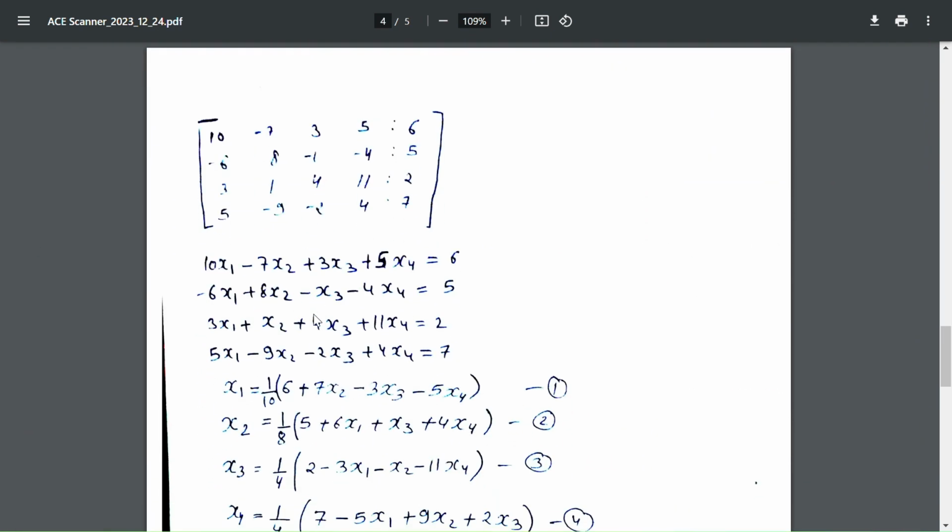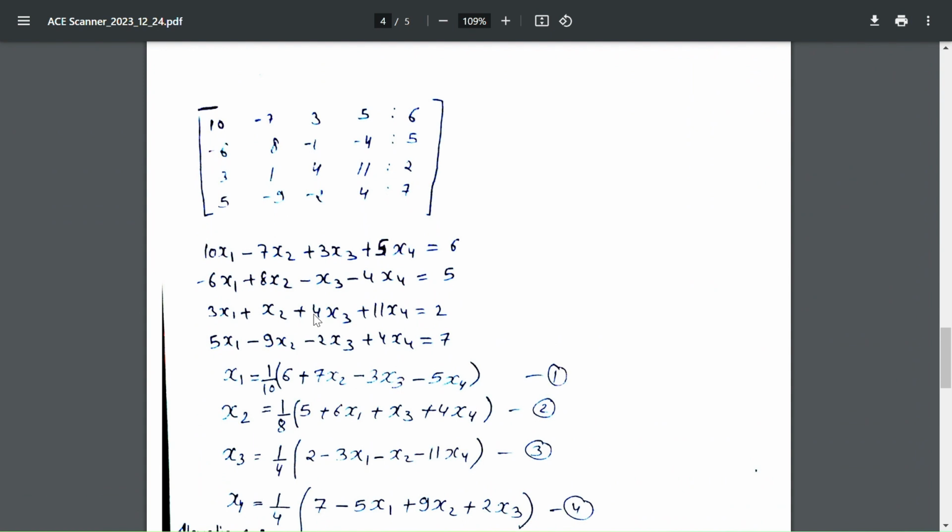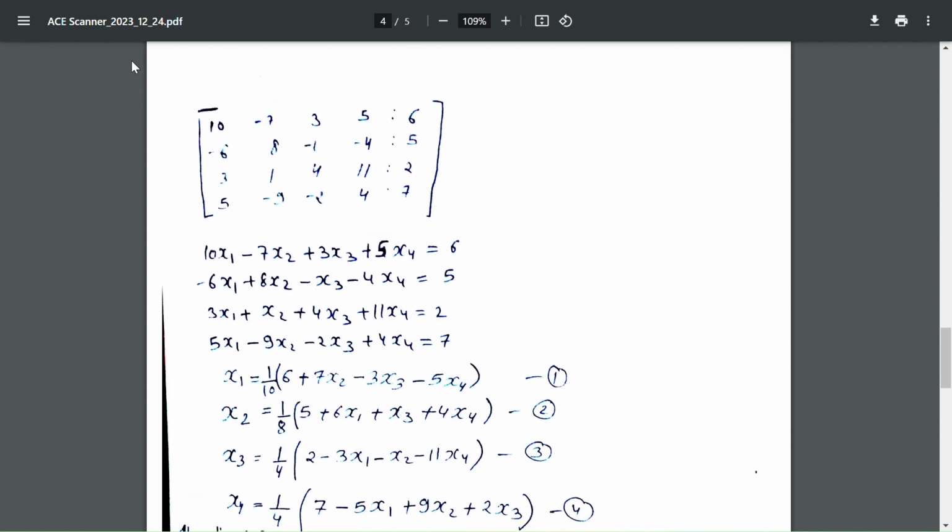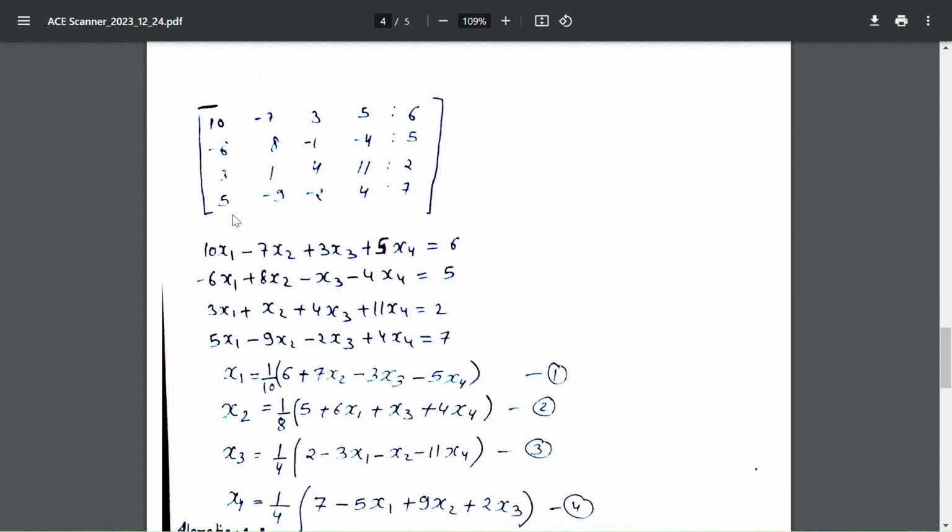Now our next question is find the output of Gauss-Seidel algorithm for given matrix. So we have given a matrix which is this, which has four rows R1, R2, R3, R4, and five columns C1, C2, C3, C4, and C5. So first we will convert this matrix into form of equations. So first equation is 10x1 minus 7x2 plus 3x3 plus 5x4 equals to 6, which is this.